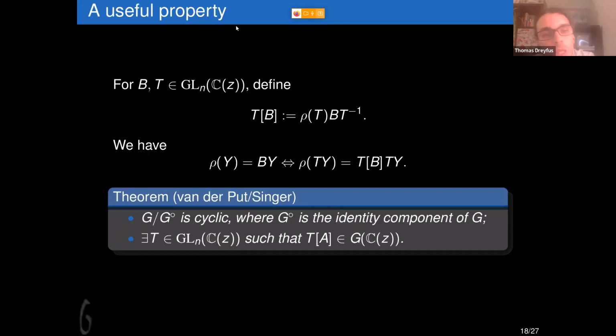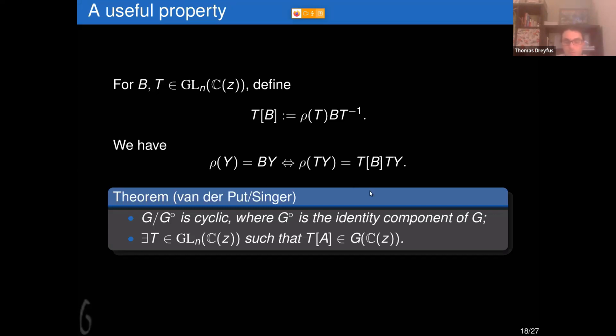Okay? And we have a very useful property in difference Galois theory that is extremely useful to compute the difference Galois group. You may perform a change of variable. I may change Y by T times Y, and it's a straightforward computation to find that you transform this system into this one.